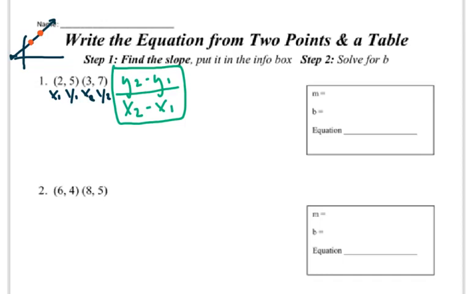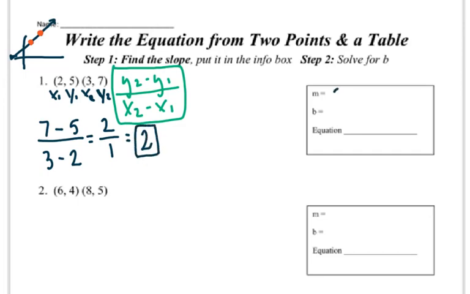So when I plug it into the equation, y2 is the number 7. I'm going to move it over here so we have room. So y2 is a 7, minus y1, which is a 5, over x2 minus x1. 7 minus 5 is the number 2. 3 minus 2 is the number 1. 2 divided by 1 is just 2. So the m of this equation is a 2.